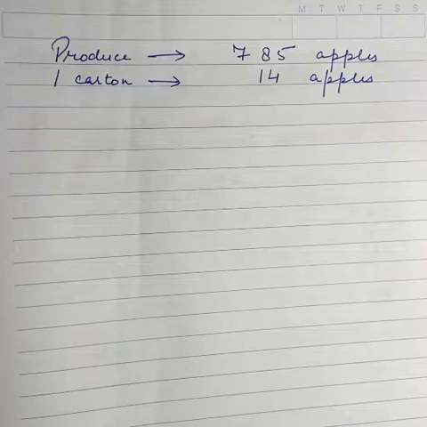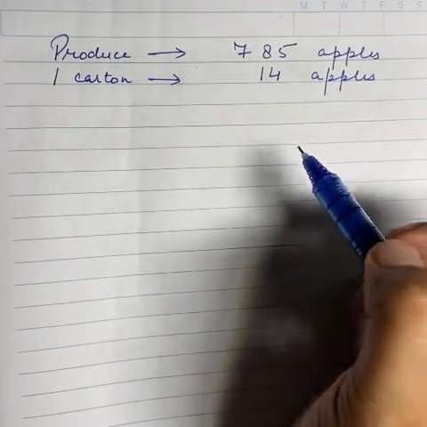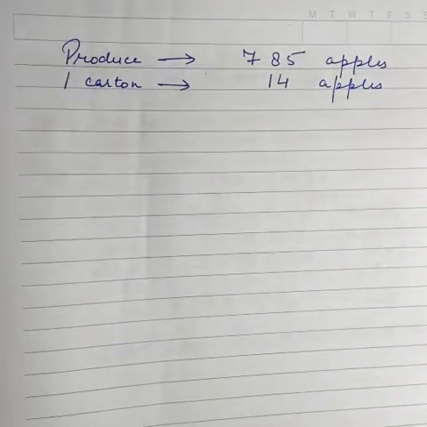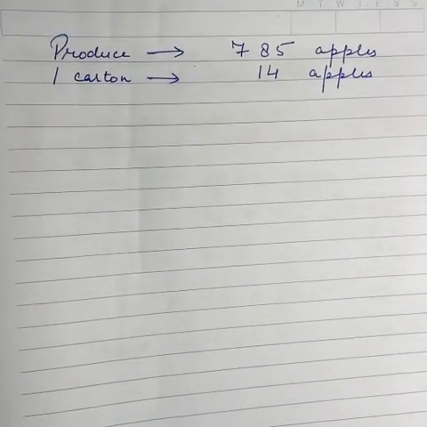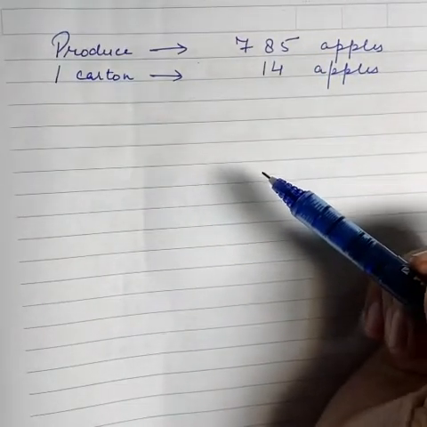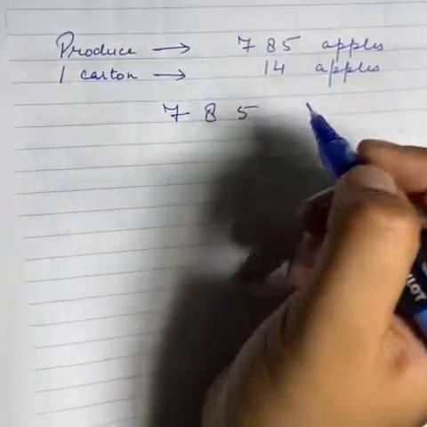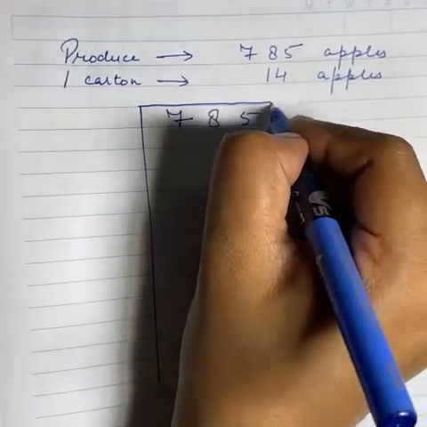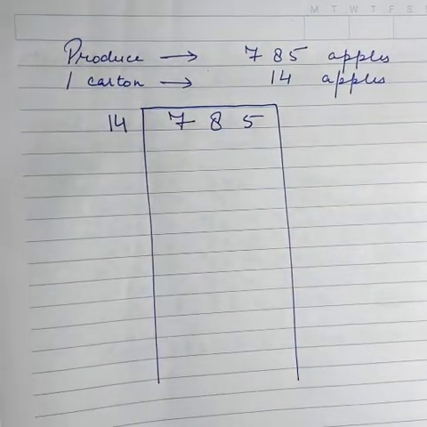Let's look at another example, and this time Amit has got a produce of 785 apples, and since the produce is bigger, Amit has also got bigger cartons. This time every carton can contain 14 apples. We'll now try finding out how many cartons he will be using to pack all of these 785 apples. Let's just put the number of apples here. We know every carton can contain 14 apples.